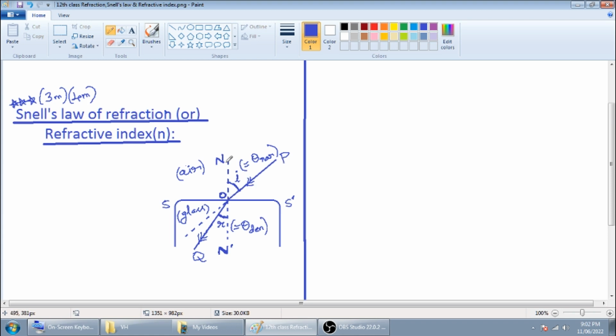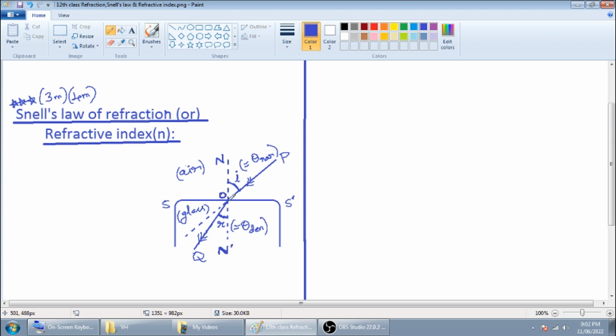Exactly at the point of incidence, imagine a perpendicular. So NON dash is the imaginary perpendicular. Now this imaginary perpendicular NON dash itself is called the normal. It's called the normal to the surface SS dash of the transparent medium, that is the glass medium, at the point O. Such a normal you have used even in the reflection phenomenon. Previously you have learnt about reflection. There you have used the normal NON dash on a mirror, that is on a reflecting surface. So here on the refracting medium we are imagining a similar normal NON dash.